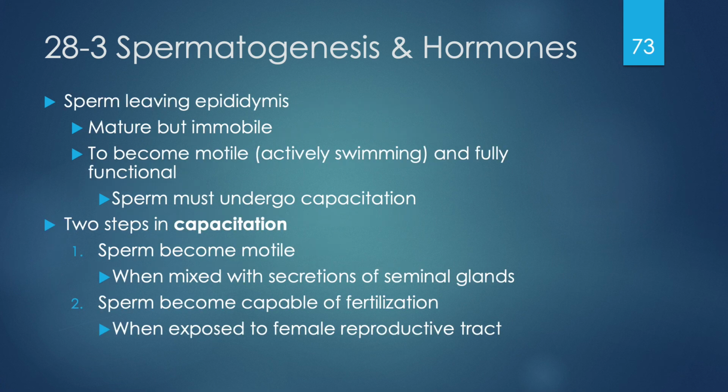So once the sperm is developed, it will leave the epididymis and it's technically mature, but it's still immobile, meaning that it can't move. So in order to become motile, or able to actively swim, and fully functional, the sperm has to go through a process called capacitation. And there are two steps in capacitation, which makes it capable. The first is the sperm becomes motile when it gets mixed with secretions from the seminal glands. The second part of capacitation is when the sperm becomes capable of actually fertilizing an egg, and that is once the sperm becomes exposed to components of the female reproductive tract.